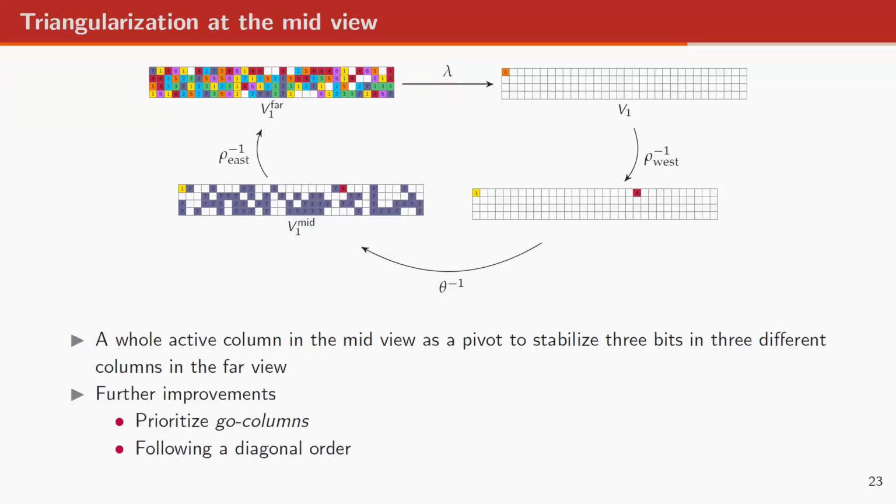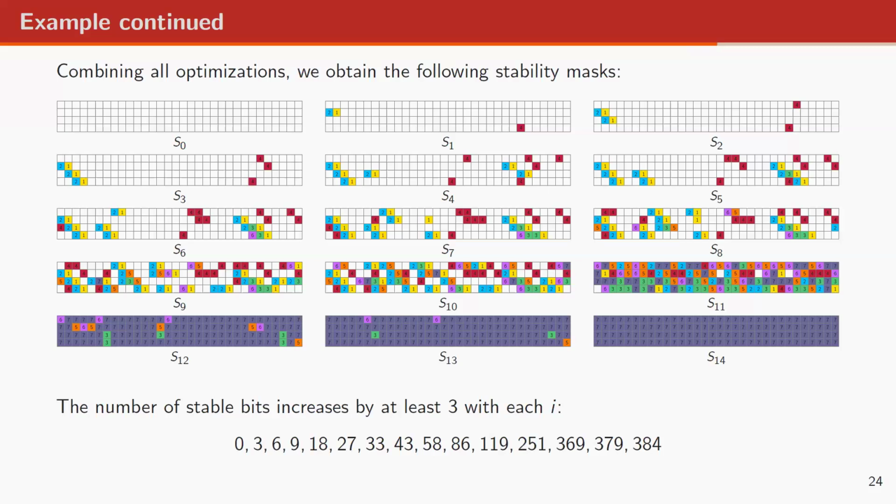We also introduce a number of other observations to make this as effective as possible, but I'm not going to describe them. All in all, if we apply these optimizations to our example, this is what we obtain. If we look at the sequence of stable bits, we can see that it increases by at least 3 for each i. And this is the optimal result we wanted.